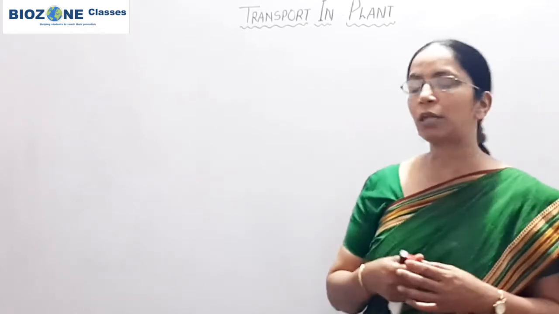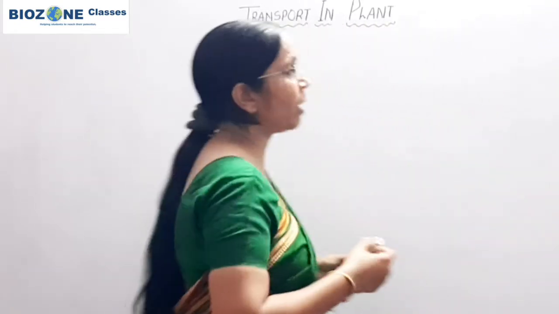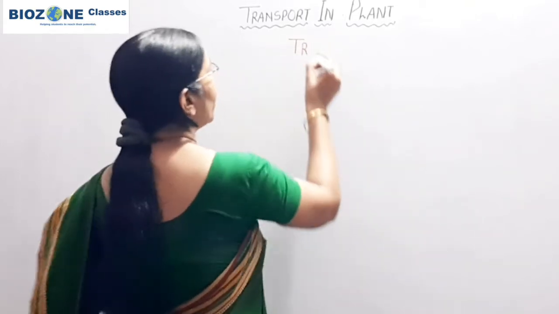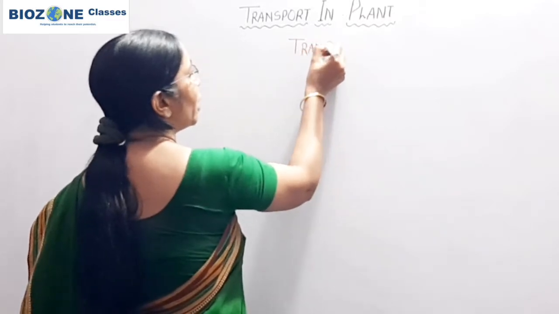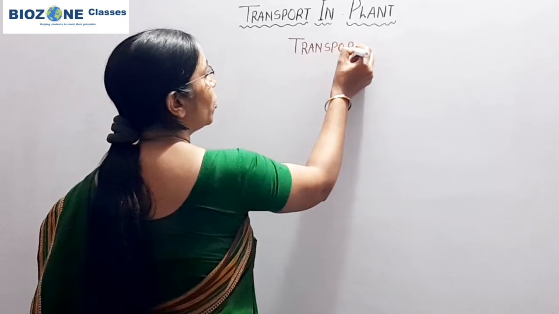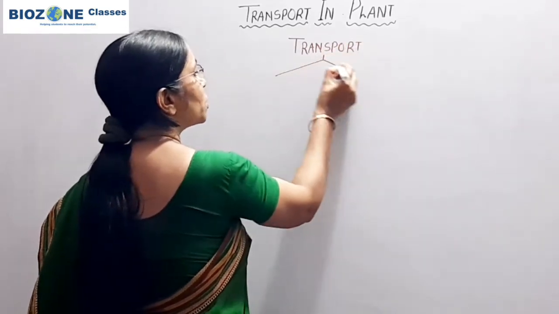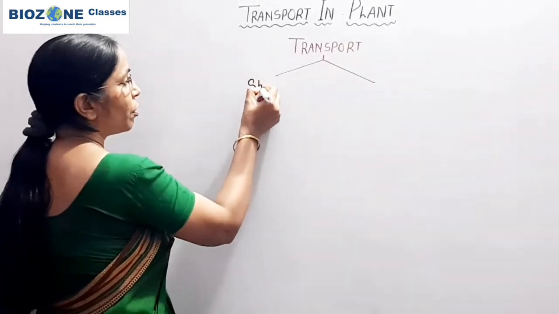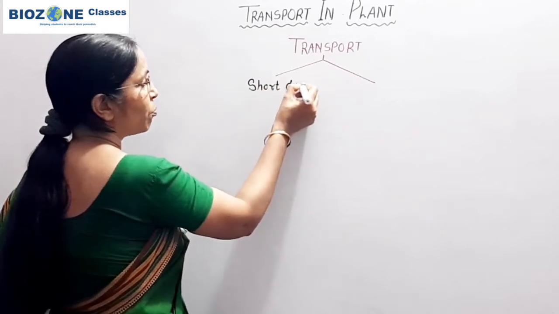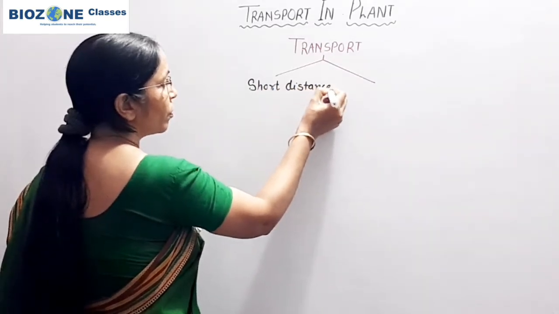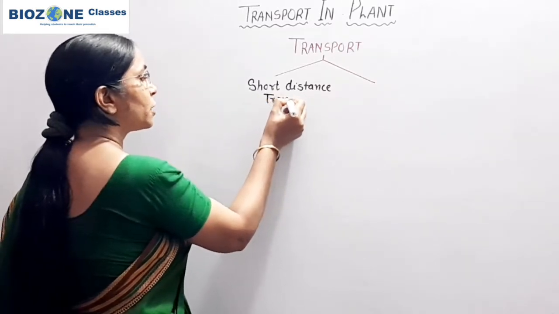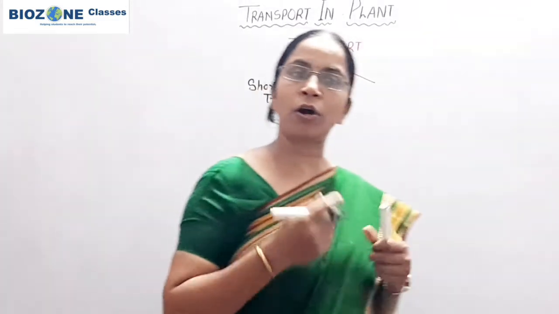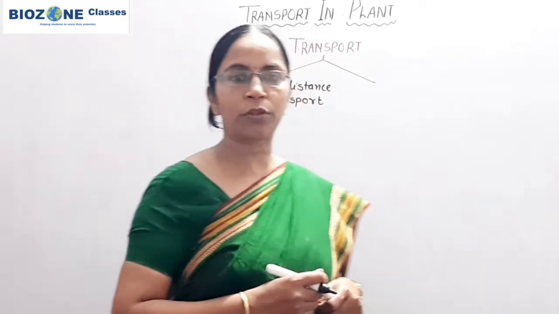When you study transport in plants, remember there are two types of transport. One type, commonly, we say is short distance transport. The transports are of two types. First we say short distance transport. This is one of the most important chapters for your NEET exam as well as for the theory exams.